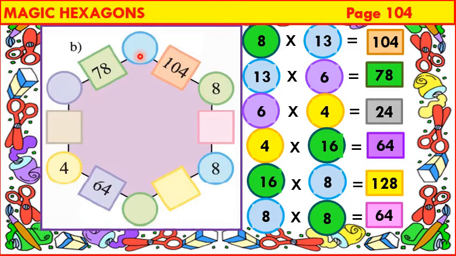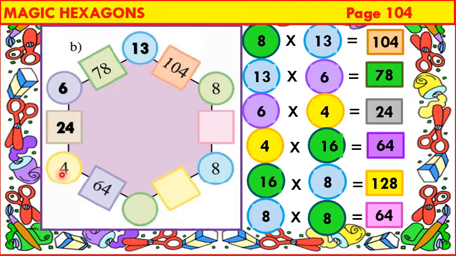Now consider this hexagon. Here also some numbers are missing. We have to find and fill them in circles and boxes. 8, how much are 104? 8 thirteens are 104. 13, how much are 78? 13 sixes are 78. 6 fours are 24.